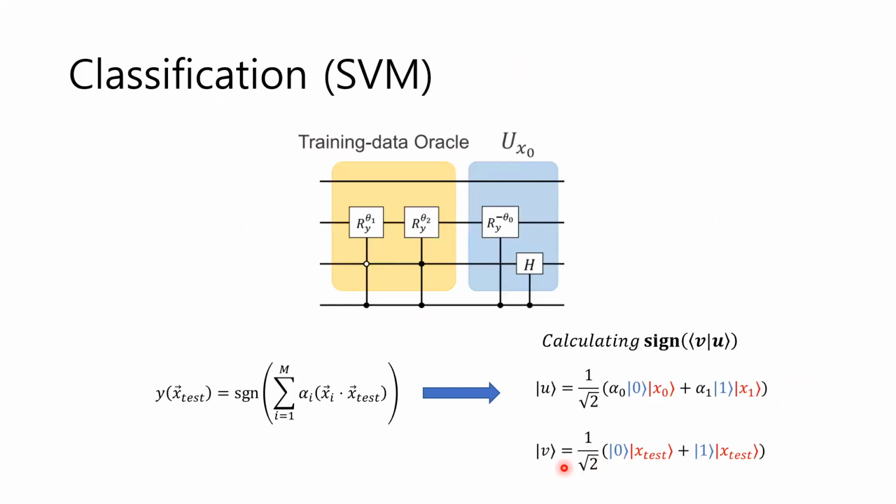But how can we calculate this value by using quantum computers? The authors of this paper suggested that we first build those 2 quantum states, U and V, and take the inner product between those 2. If you do the mental arithmetic now, you'll easily see that the inner product of these 2 states reproduces this calculation completely.